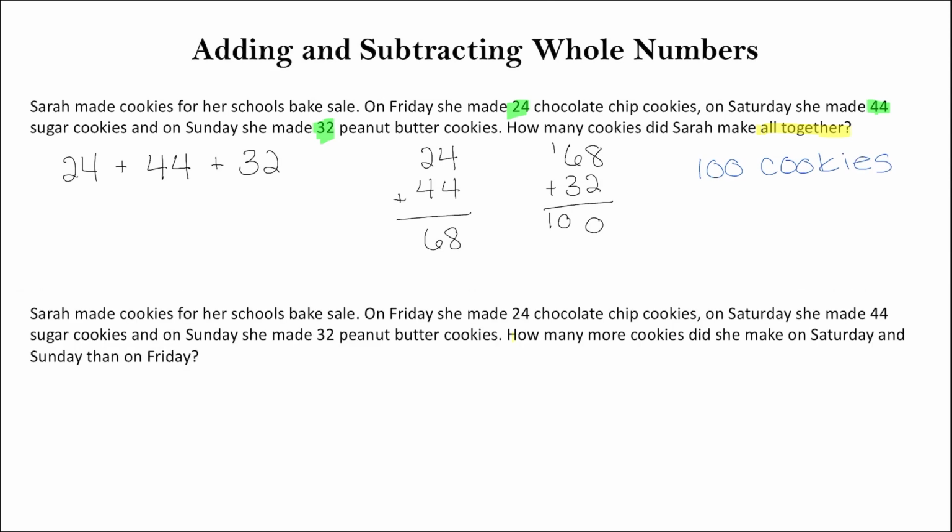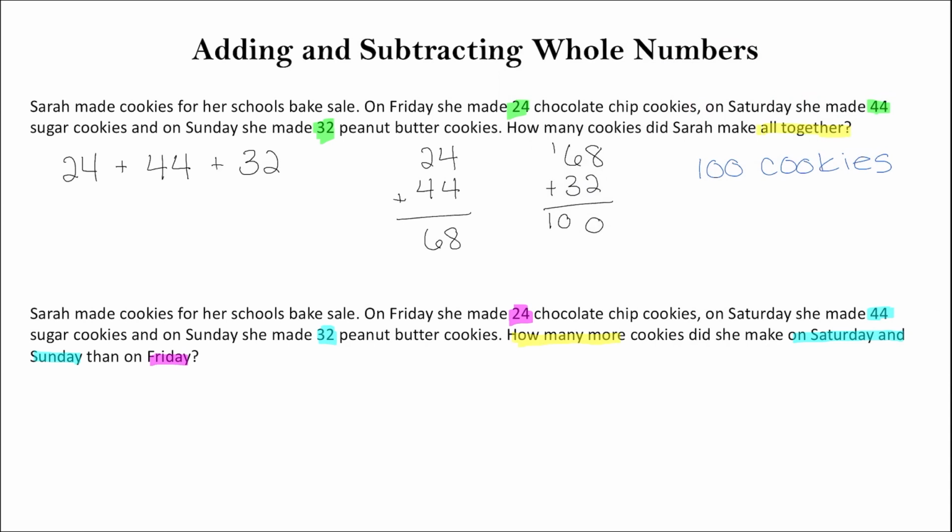Let's look at another problem. We know that Sarah made 24 cookies on Friday, 44 on Saturday, and 32 on Sunday. The question is, how many more cookies did she make on Saturday and Sunday than on Friday? So you're doing a comparison. Here you are going to subtract. But first we need to identify how many she made total on Saturday and Sunday, and then we will subtract from that total the amount that she made on Friday. So on Saturday and Sunday, she made 44 plus 32. And on Friday, she made 24.